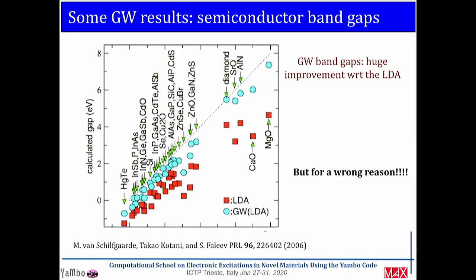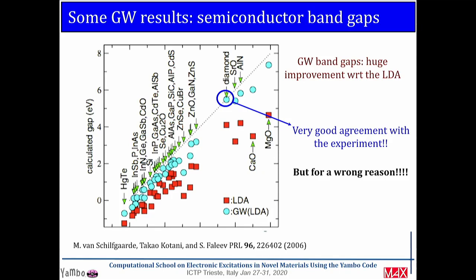Okay. So, as shown by Andrea before, GW, in many cases of semiconductors, works, or at least provides a much better agreement with experiment with respect to the DFT calculation. So we have a huge improvement with respect to LDA. In some cases, the agreement, I would say, is perfect. This is the case of diamond.